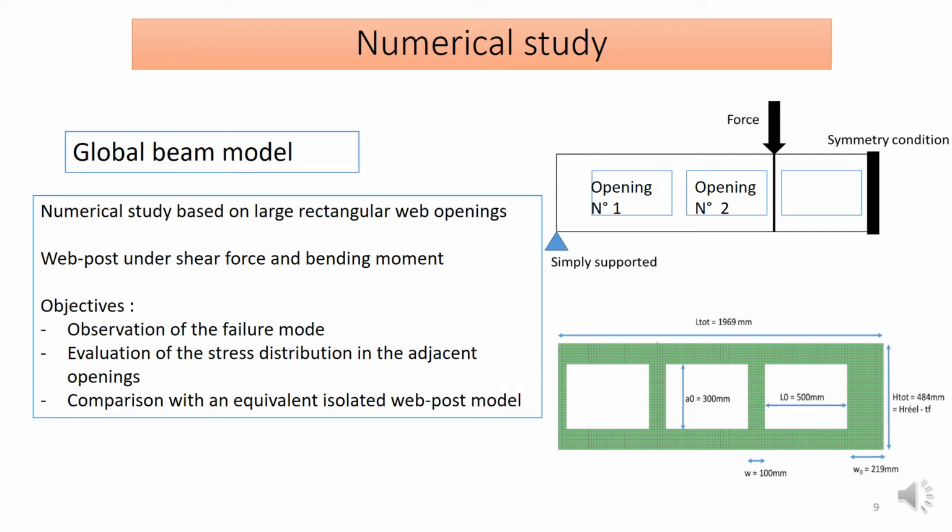Firstly, we observe the web post in a global beam model. This model is made of a castellated beam composed of 6 openings and submitted to 4-point bending. As a consequence, both openings 1 and 2 are submitted to an equal shear force, and the intermediate web post is submitted to a bitriangular bending moment. The objectives are to observe the failure of the web post and then to evaluate the post-critical behavior of the beam.